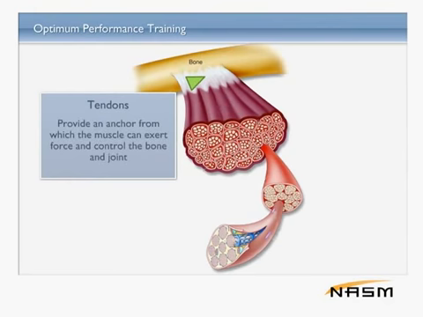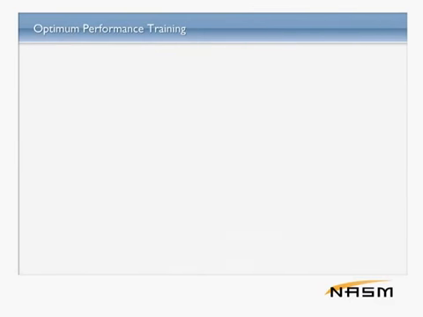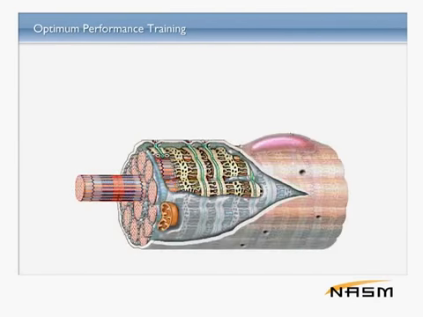They are very similar to ligaments in that they have poor vascularity, or blood supply, which leaves them susceptible to slower repair and adaptation. As with ligaments, this will be important to remember when considering the amount of days rest taken and/or the structure of your daily exercise programming plan when performing high-intensity exercise to ensure one does not develop overuse injuries. We'll now look at the innermost component of muscles, the muscle fiber, or cell, and its contractile elements.